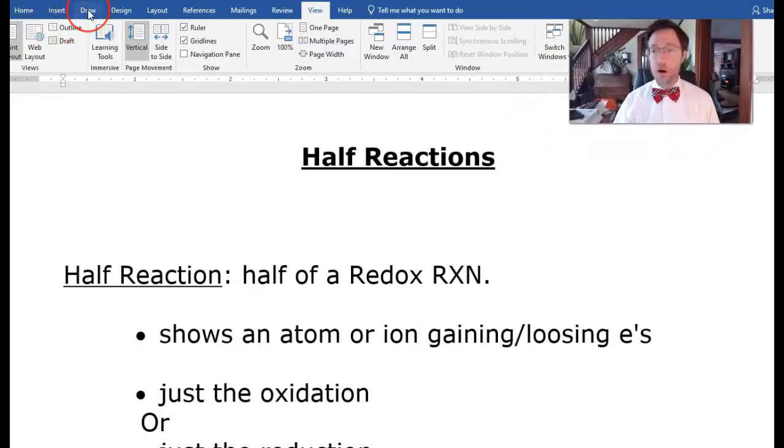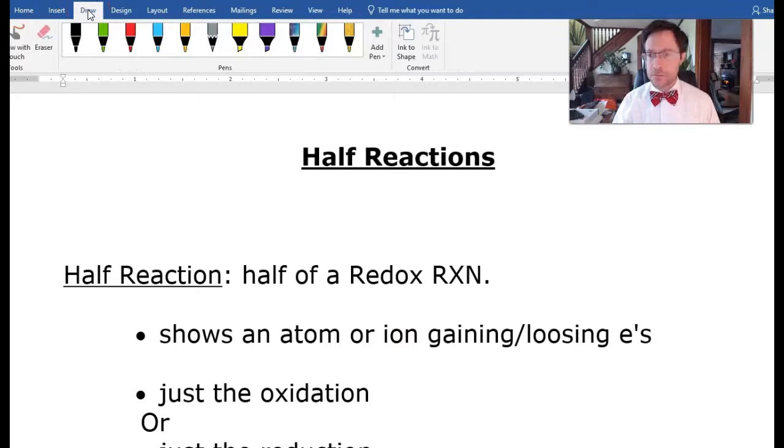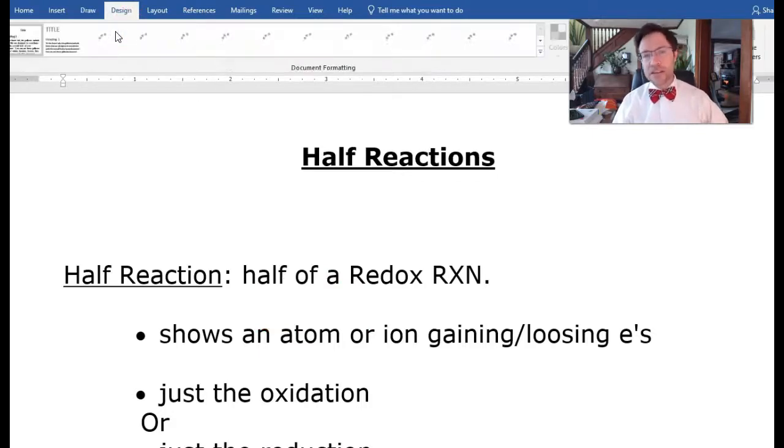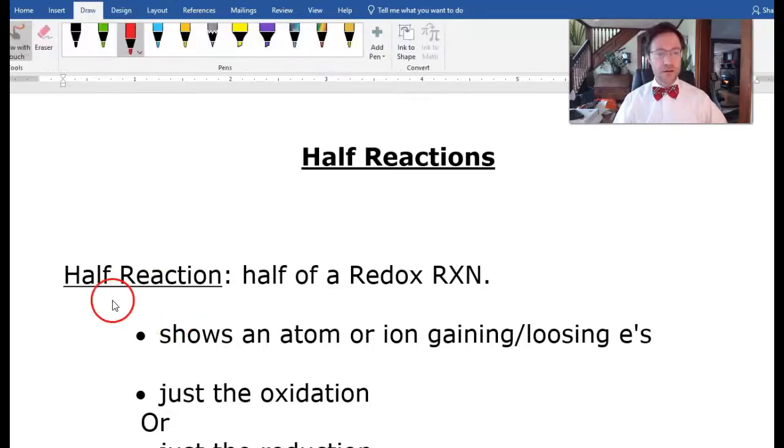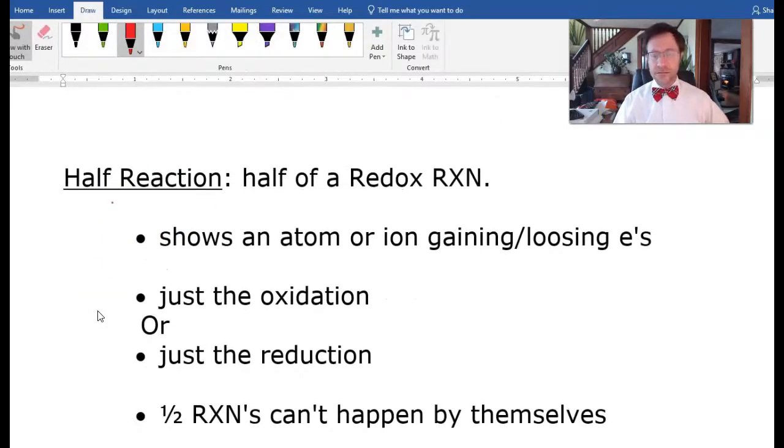Now, some people always ask silly things like, "Hey, what's a half reaction?" Dude, it's half of a redox reaction. I mean, the name is right there, right? So basically, a half reaction shows us either the reduction or the oxidation, like half. Because redox has two parts, oxidation and reduction. So a lot of people ask, well, why would you want to know what a half reaction is?